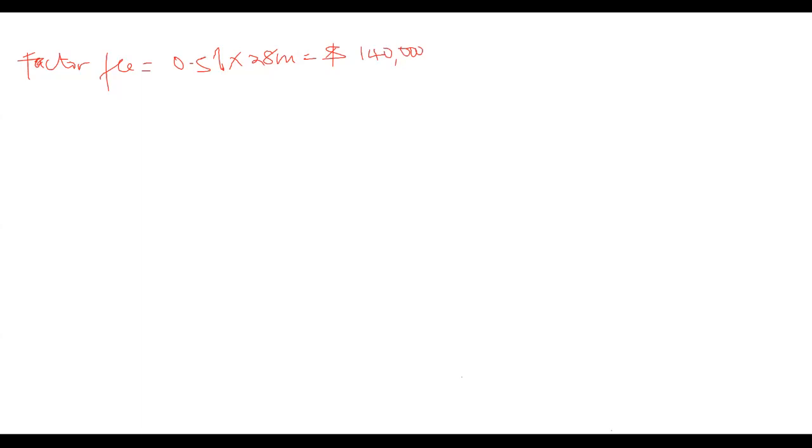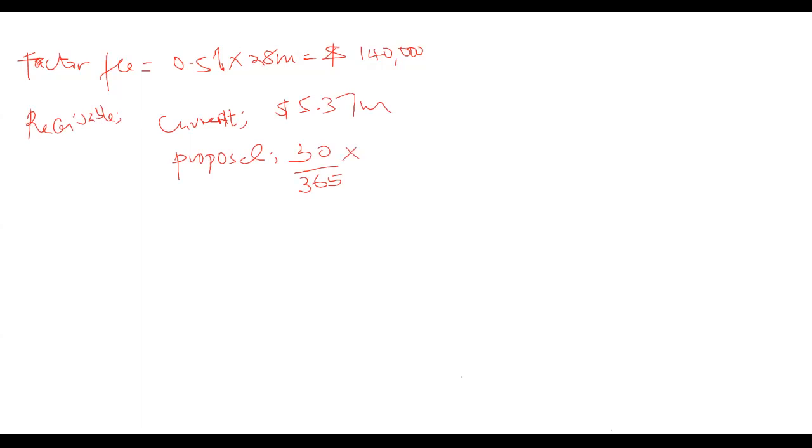The number of days will be 30. So from there you can calculate to determine whether there is going to be any change to the company's receivable investment. I think the next working can be on the receivable investment. The current position is already given to us: the company's average trade receivable currently is equal to 5.37 million. Under the proposal, the number of days will reduce to 30 out of how many days in a year? It is 365. We multiply by credit sales. As I mentioned, there is no mention of changes in the company's sales, so we assume they remain constant at 28 million. Give us how much the company's investment in their customers will be in terms of credit sales.